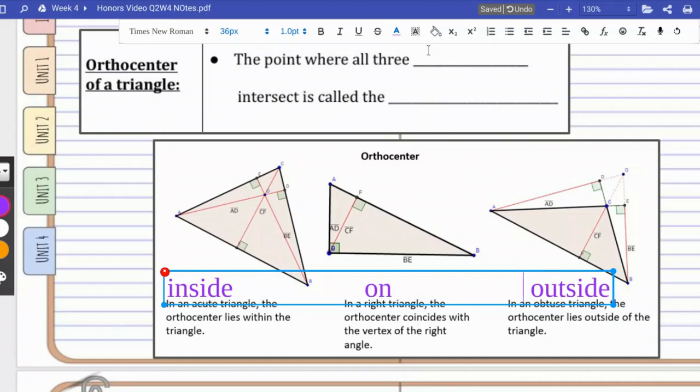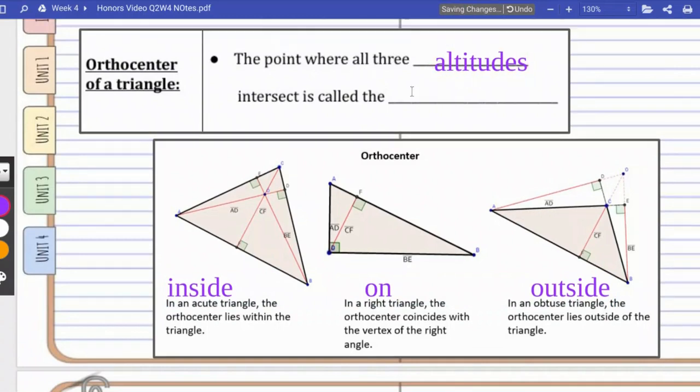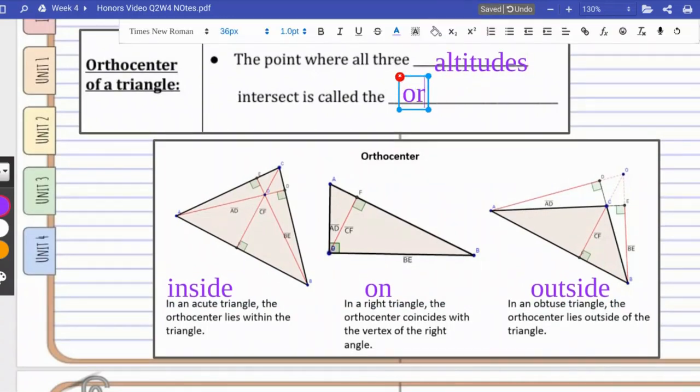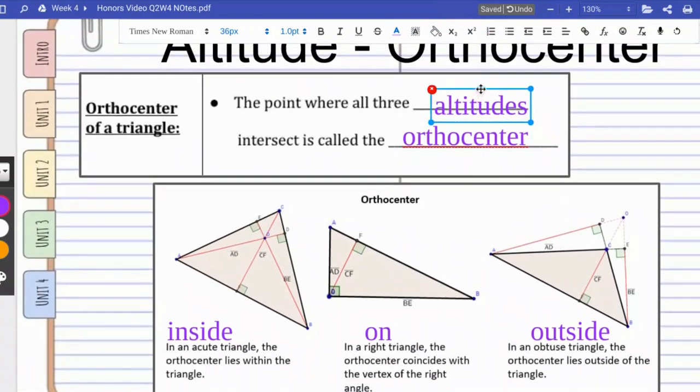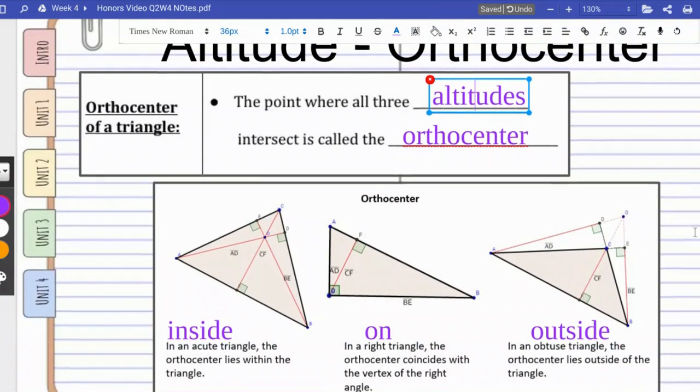So you've got to figure out what type of triangle you have, and it's going to depend where the altitudes go. Okay, the point where all three altitudes intersect is called the orthocenter. So if you look at my pictures, the orthocenter could be inside the triangle, on the triangle, or outside the triangle, depending on what type of triangle you have.